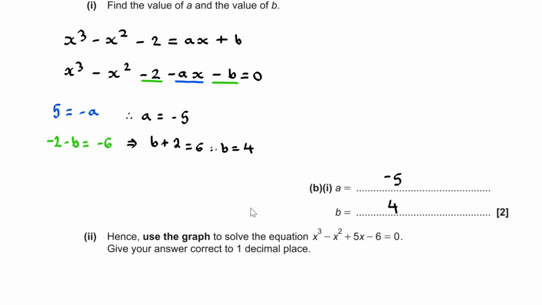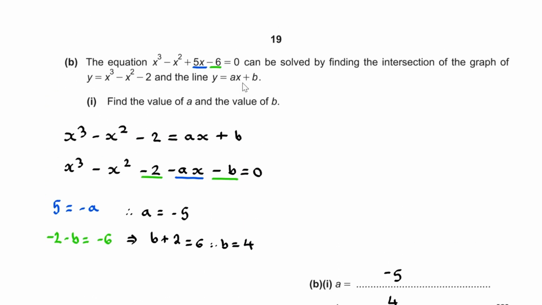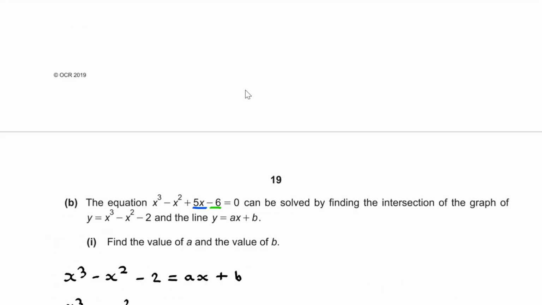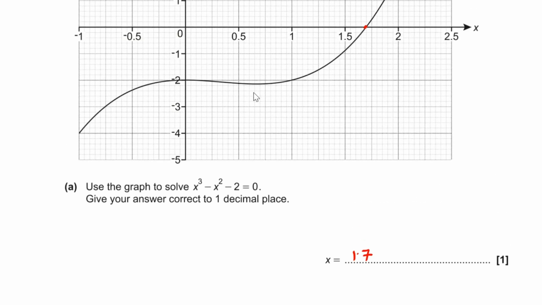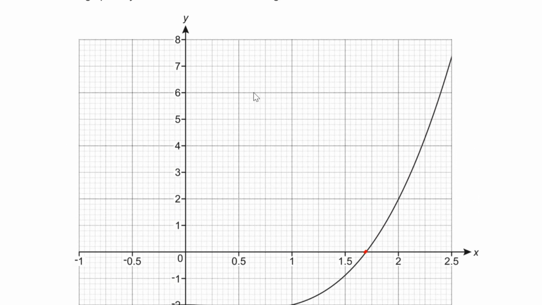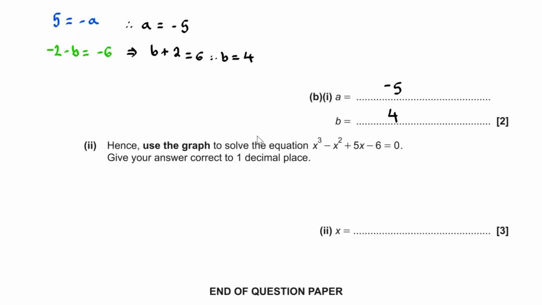Well, here we'd have to draw the line of y equals minus 5x plus 4. So if we go back to the graph, we need to draw that graph over here. So we need to draw the graph, let's just write this down. We need to draw y equals minus 5x plus 4.